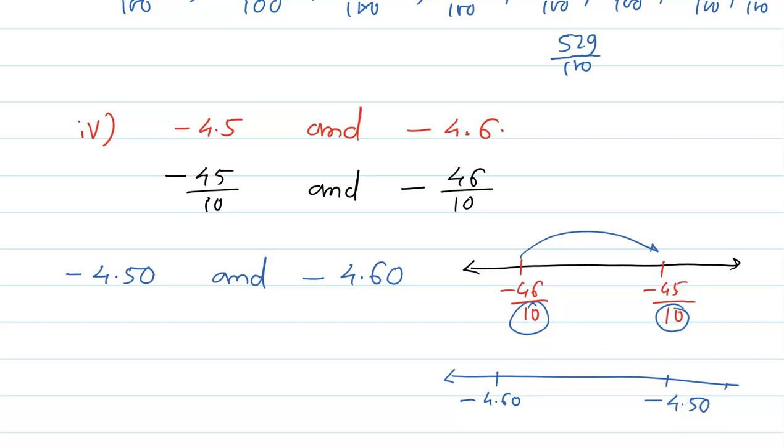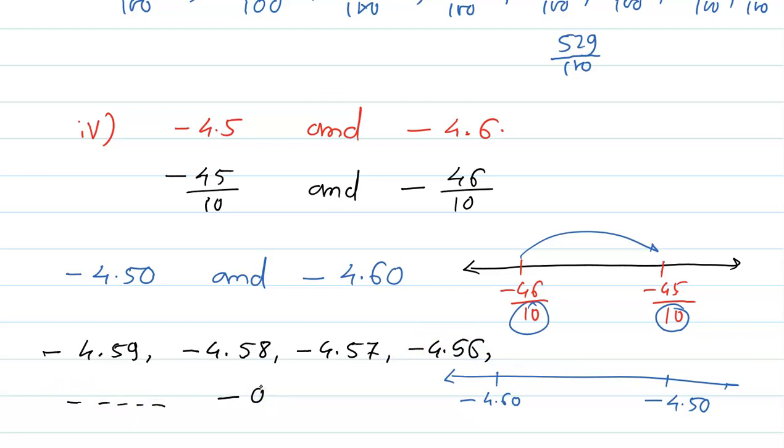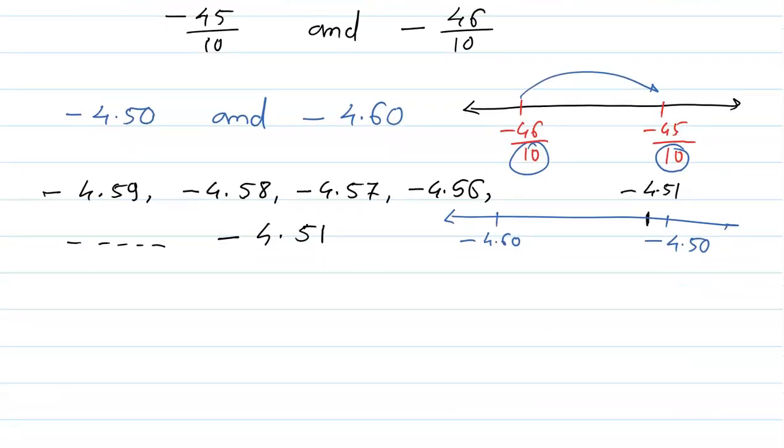So which decimals should be greater than minus 4.60 and less than minus 4.50? They should be of the form minus 4.59, minus 4.58, minus 4.57, minus 4.56 and so on up to minus 4.51, because minus 4.51 lies somewhere here. It should be less than minus 4.50, keep in mind. Now you may convert those decimals into rationals.